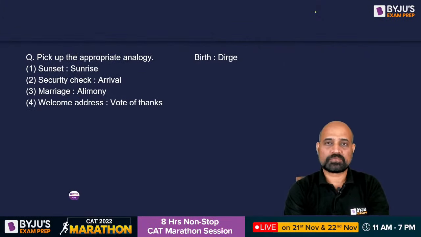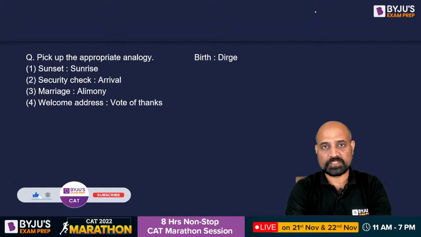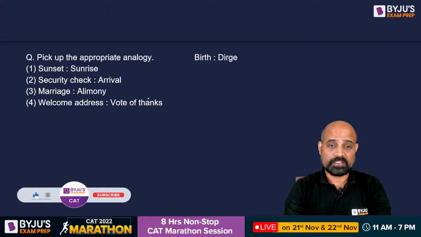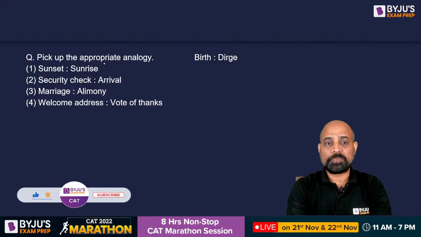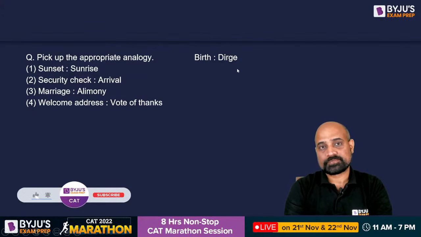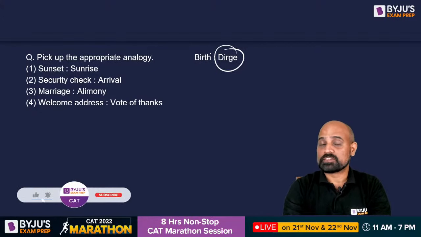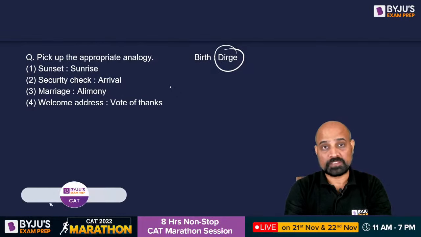CR, kind of vocab based reasoning. This is not English. This was a part of reasoning in the actual SNAP paper. So pick up the appropriate analogy. Now the thing is, if you know the meaning of the word dirge, then you would know what to answer. If you have no idea about it, then you will have to quickly skip this, right?